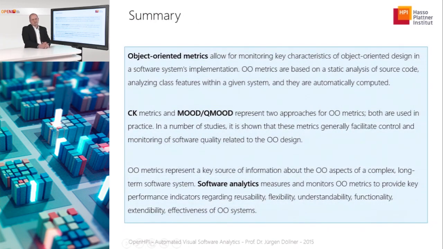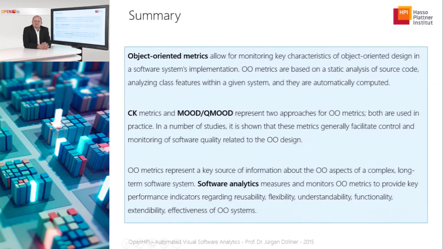Let's summarize this part about object-oriented metrics. Object-oriented metrics allow for monitoring key characteristics of object-oriented design in a software system's implementation. They are based on a static analysis of the source code, during which we analyze class features within a given system, and all these analysis tasks can be done automatically, in a fast and robust way.